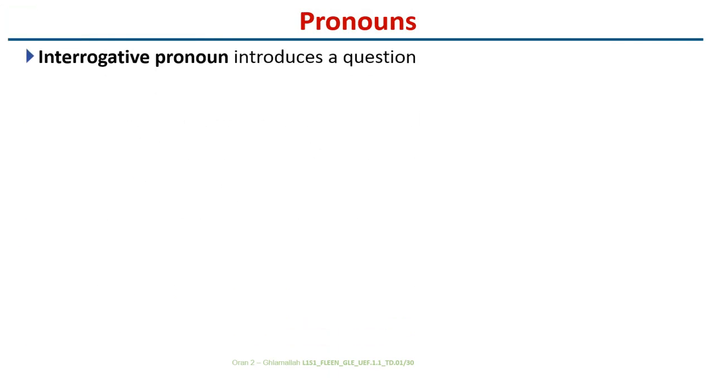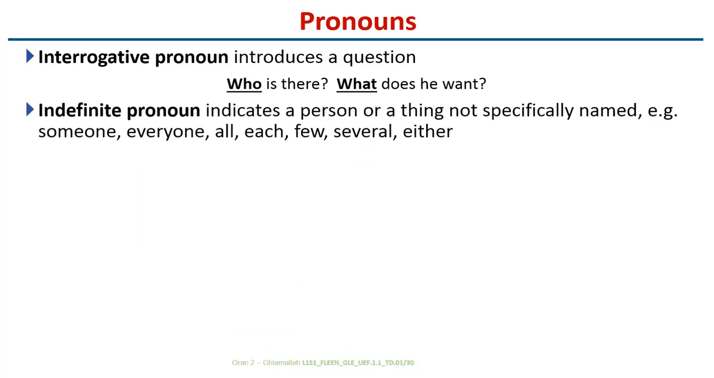An interrogative pronoun introduces a question, like, who is there? What does he want? As you can see in these two questions, the pronouns who and what do not occur before any noun. There is no noun after them. If, for example, we have what book does he want, what here is no longer an interrogative pronoun, but instead it is an interrogative adjective, as we shall see later in this video.